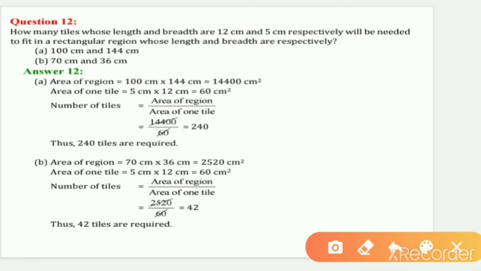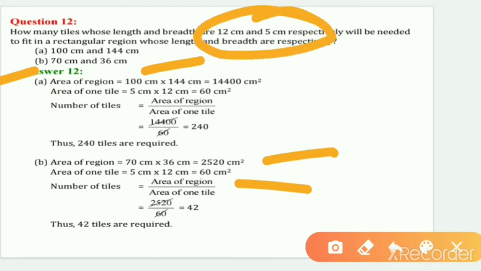Okay, again we have the same thing, that is the B part. 70 centimeter and 36 centimeter. First we will find the area for this. The area of the region is 70 centimeter multiplied by 36 centimeter. When we multiply both, we will get 2520 centimeter square. Now we have the area of one tile that is given to us, that is 12 and 5. So 12 times 5 is 60 centimeter square.